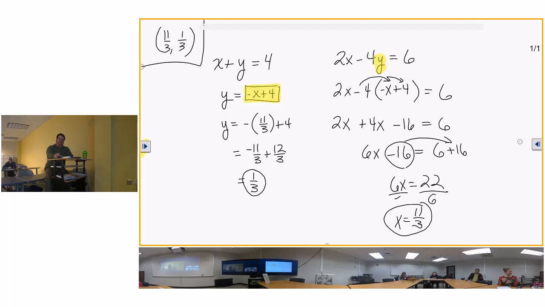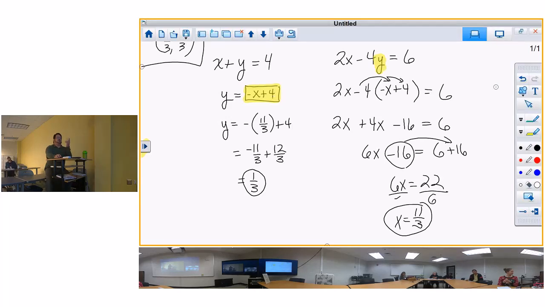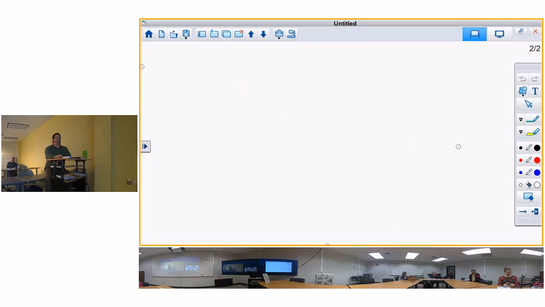All right, there's 3 type questions: 1, graphing; 2, substitution; 3, elimination. And there's one more, and that is a 3 by 3. The reason I'm showing you a 3 by 3 is because you might see it in the future. Okay?